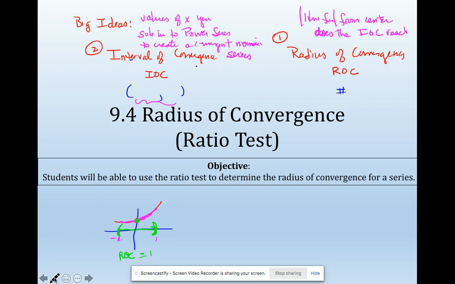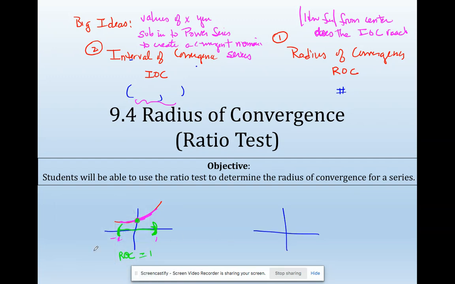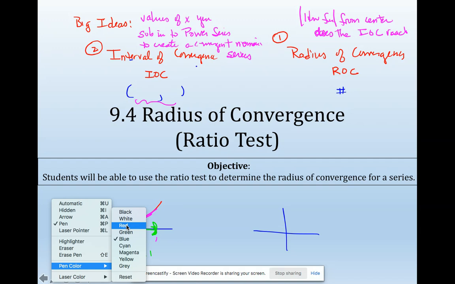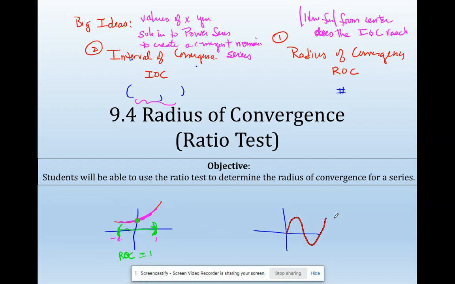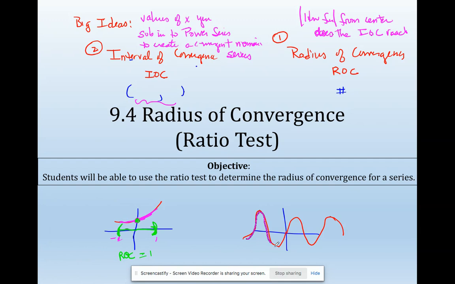If I had the function sine, its infinite polynomial matches it exactly from -infinity to infinity. That's the interval of convergence, and in that case, the radius of convergence is infinite. Okay? So that's the big idea of where we're going.